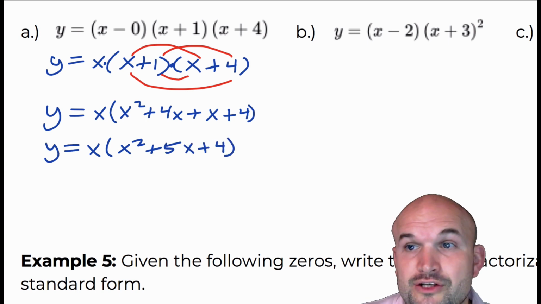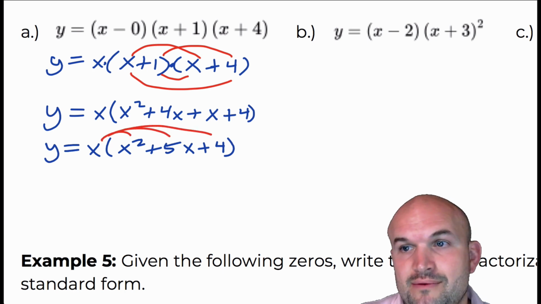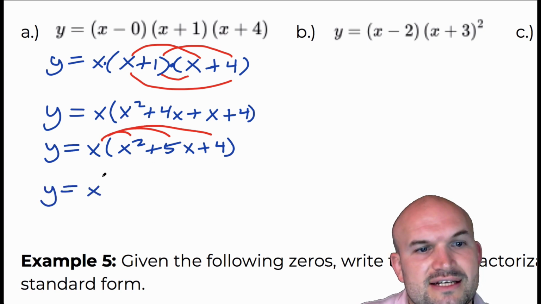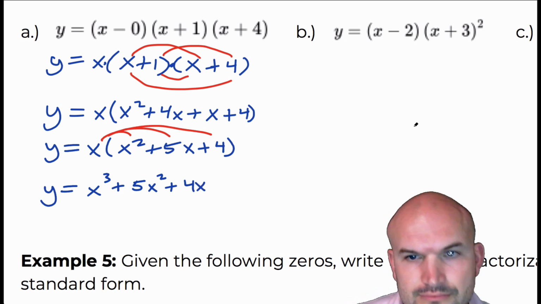Okay, now we can do the distributive property one more time, and multiply the x times everything, and we will get our final polynomial in standard form, which is x times x squared is x cubed, x times 5x, which would be 5x squared, plus 4x. Okay, there we go, and that's it.